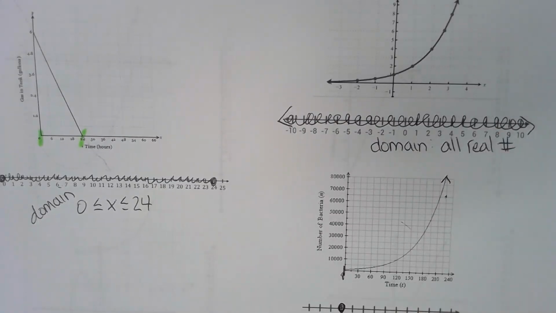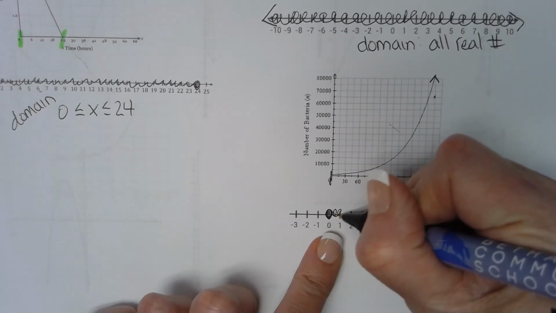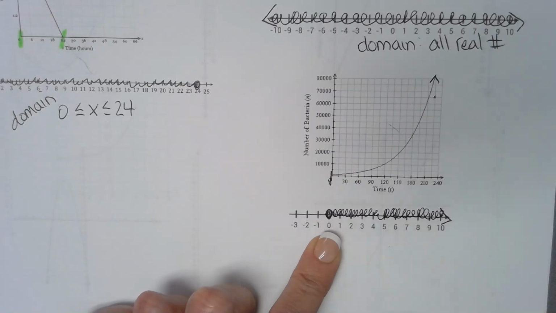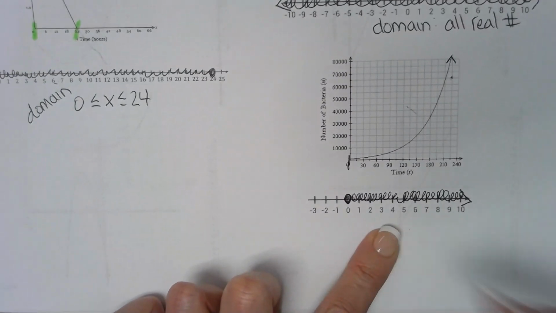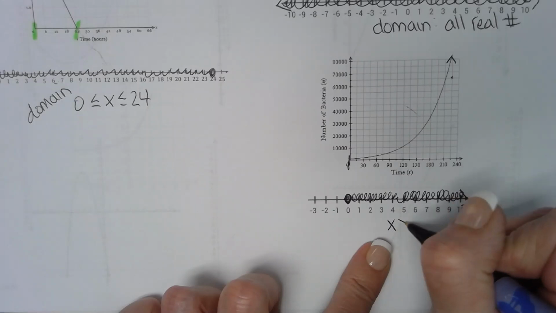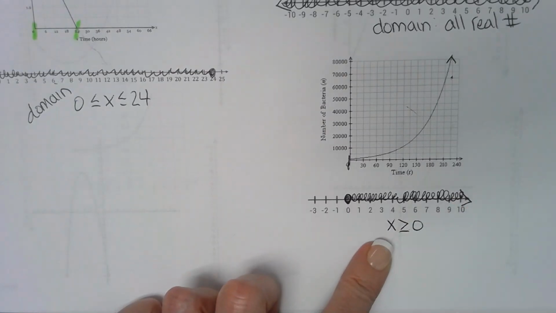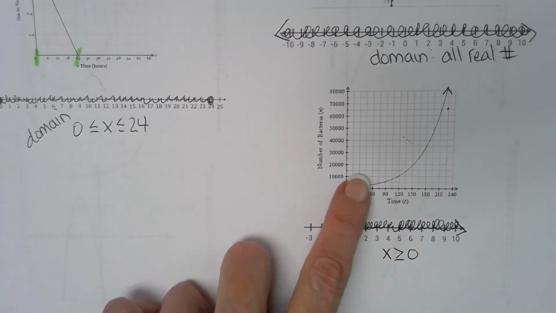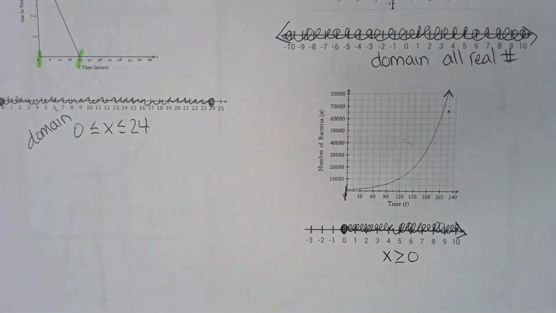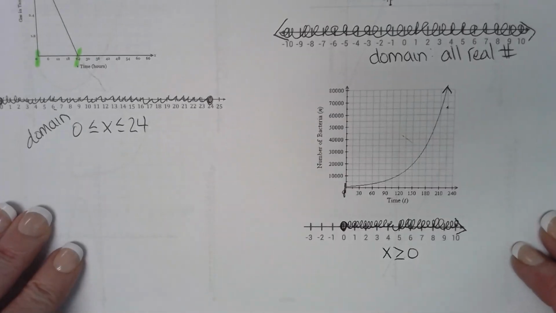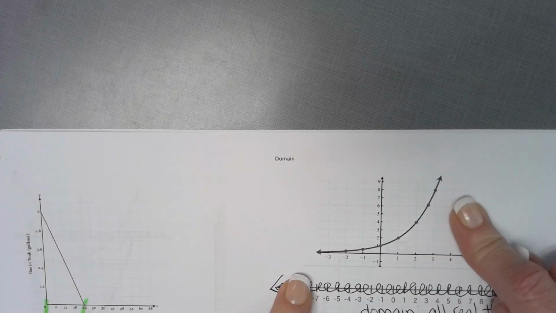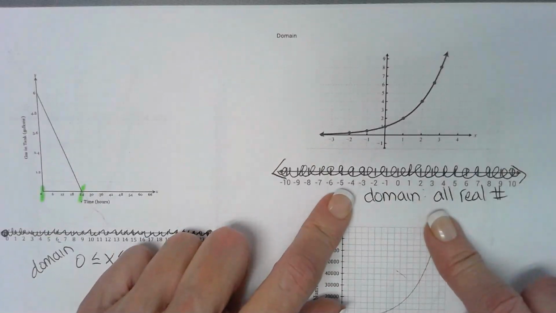The time's going to keep on going, so check this out. If I had to shade this on a number line, well, how do I write this? I write X is greater than or equal to 0. So y'all, this is what the domain restriction looks like. Do you see what I'm saying? Okay. And y'all, again, just a generic exponential model, the domain is all real numbers. Okay?